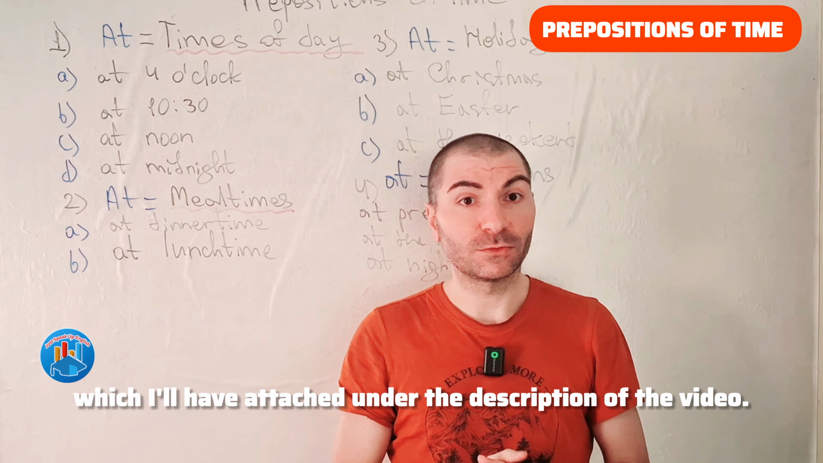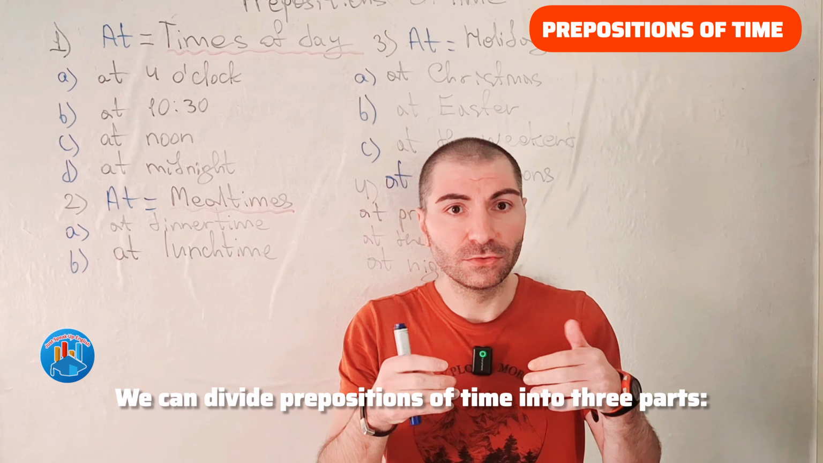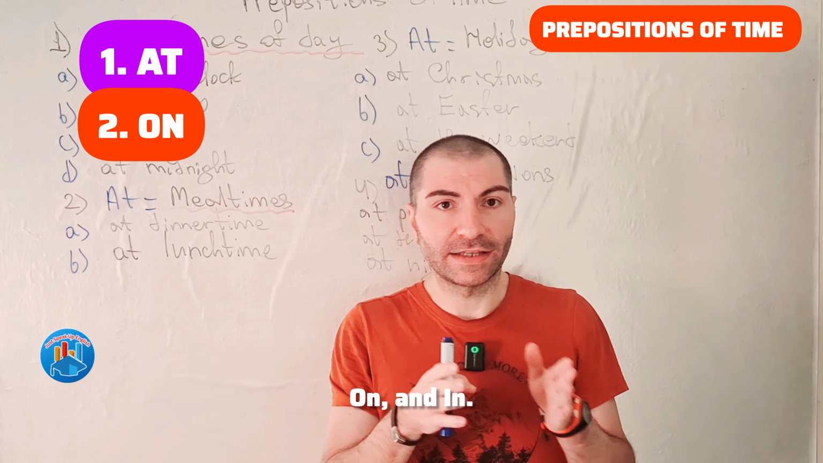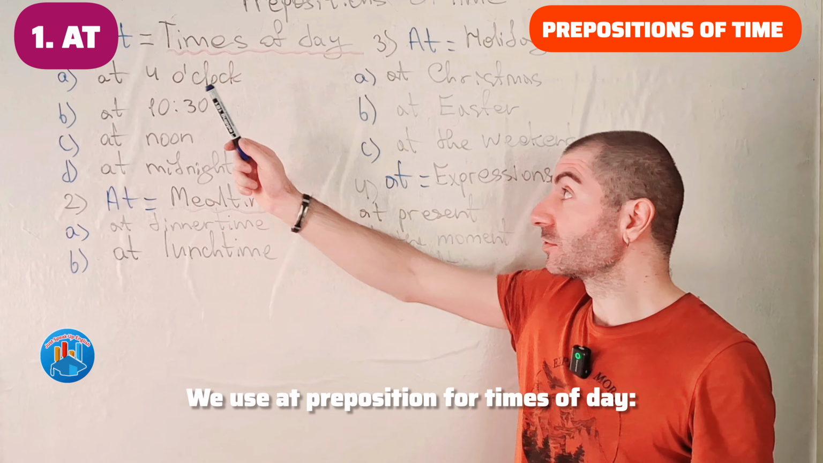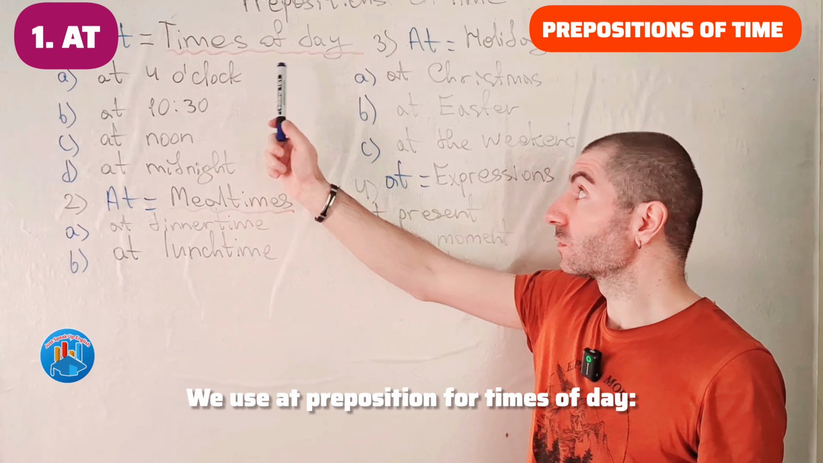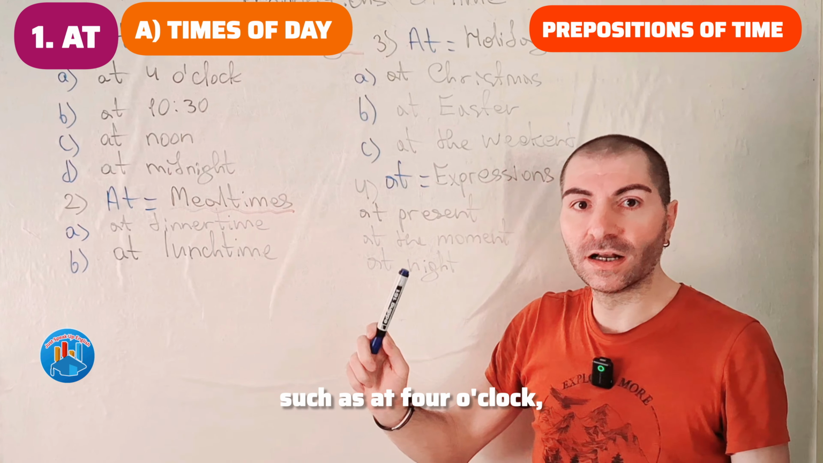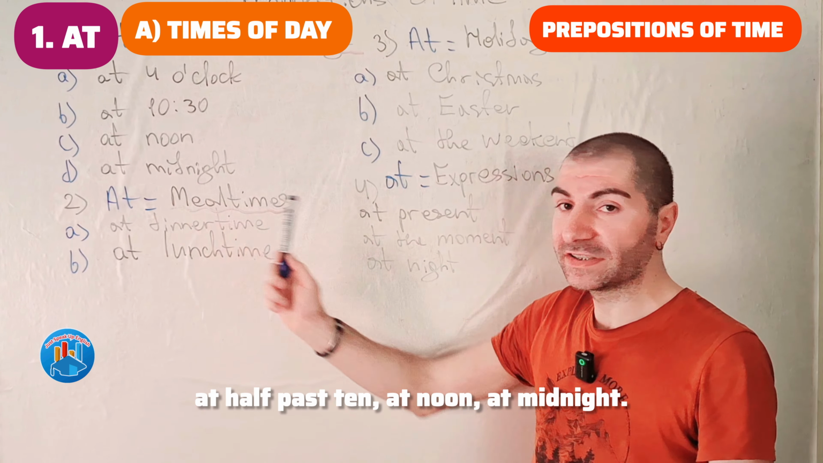We can divide prepositions of time into three parts: at, on, and in. Let's begin with at. We use at for times of day, such as at 4 o'clock, at 10:30, at noon, at midnight.